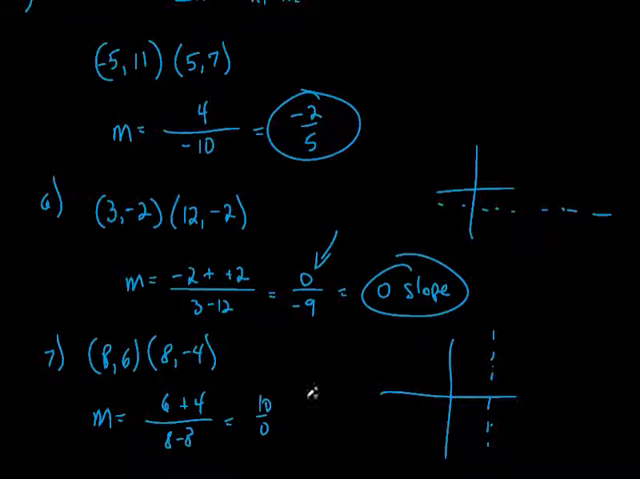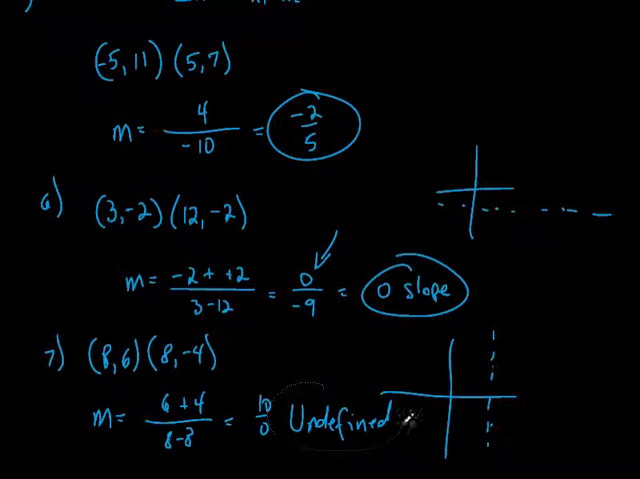You don't leave it like this, because what is 10 divided by 0? It's an error on the calculator, isn't it? But it's undefined. It's not 0. 10 divided by 0 is not 0. Should I say that again? 10 divided by 0 is not 0. Try that on your calculator. You'll get an error. That means the slope is undefined, which means it's a vertical line.